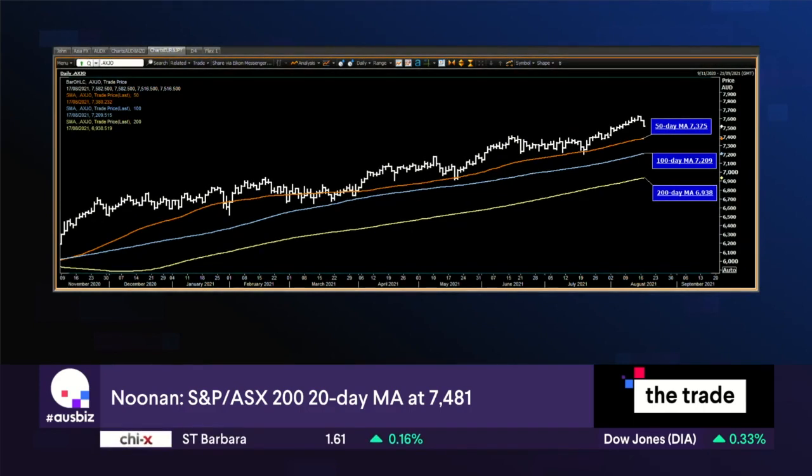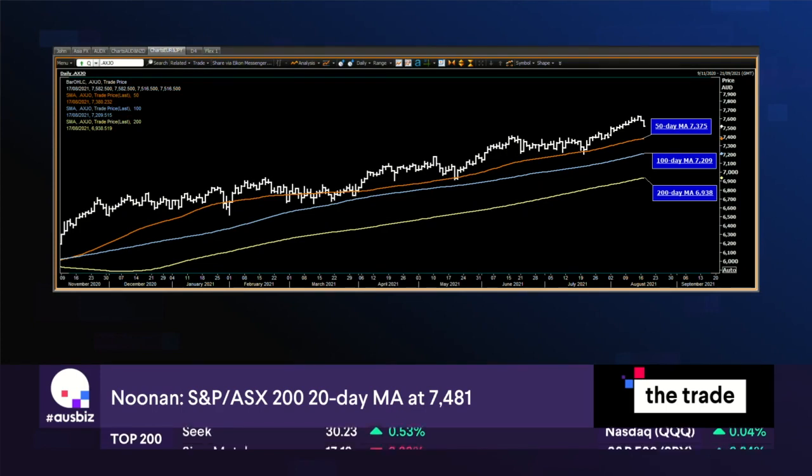And the key is whether it goes below the 100-day moving average, which today comes in at 7,209. Now, if we did that, I would say that we're in for a deeper correction, a more serious correction rather than that sideways consolidation. And we could go back and test the 200-day moving average, which today comes in at 6,938.